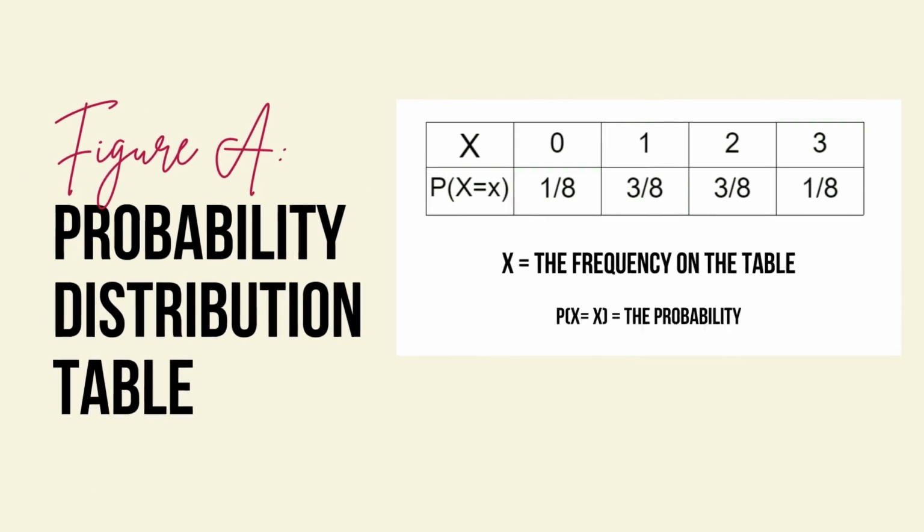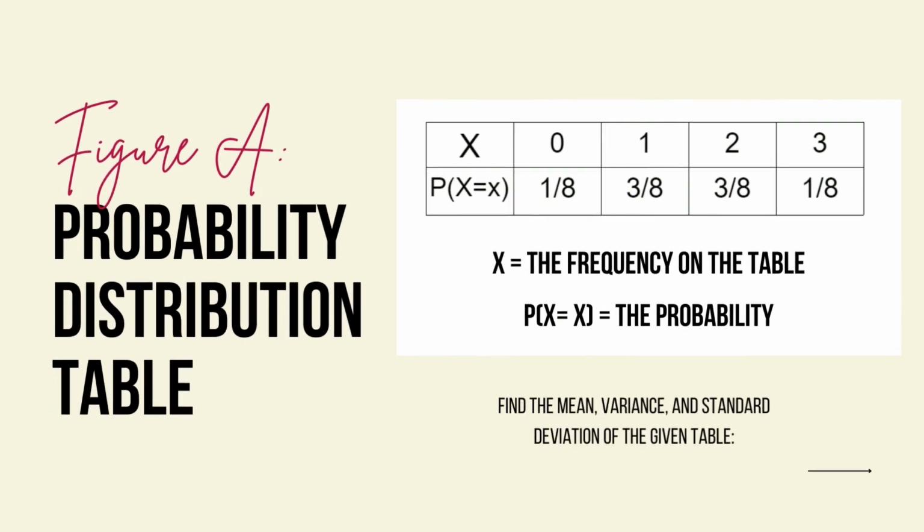Well then, let's proceed to finding the formulas and equations of mean, variance, and standard deviation. Let's focus on this table. We have here x: 0, 1, 2, 3. P of x equals: 1 over 8, 3 over 8, 3 over 8, and 1 over 8. Mr. Math Wizard, can you explain what the table is?